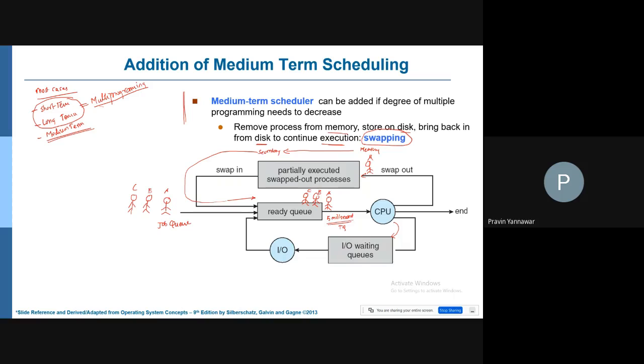And this multi-programming degree, meaning the complexity, is controlled by the long-term scheduler. This long-term scheduler, we can say, is a job scheduler.